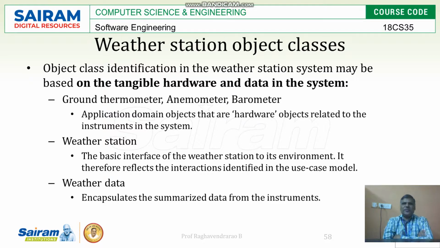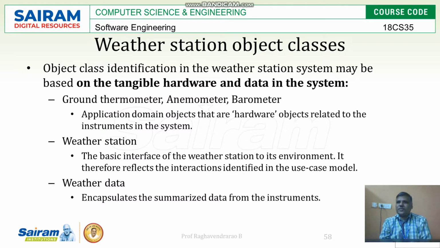Then we have, first, the ground thermometer, the anemometer, the barometer. These things are going to be used for the collection of the data, and it should be transmitted later. Then for this, hardware is also required and software is also required. The weather station has both hardware and software present. As a station, it is going to be the interfacing environment between the weather station and the hardware.